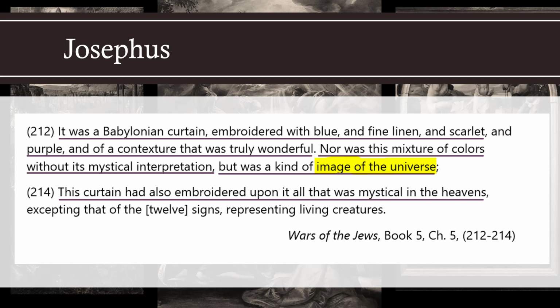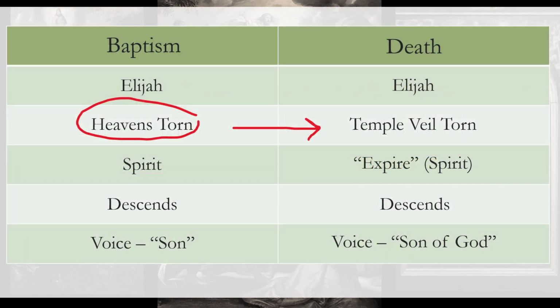Now he goes on to say, except for those 12 signs of the zodiac, we Jews don't worship that. Just to make sure you're aware, we worship the God that is beyond the zodiac. We don't worship the stars, we worship the God who created the stars. And so the temple veil represents the same heavens that we saw torn open in Mark 1. And this gives us the idea of something apocalyptic, revealing, happening.